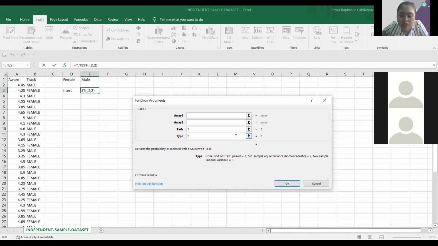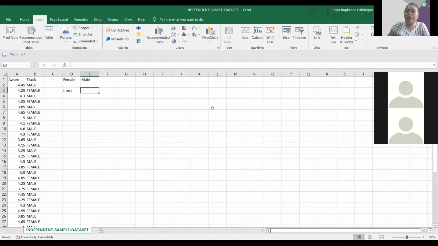Bakit 2? Kasi I am doing an independent sample t-test. The results of the male and the female are different from each other, and I am assuming that we have equal variance here, though hindi ko pa siya tinest talaga. Okay? So, pag hindi equal yung variance, 3 ang ilagay niyo dyan ha, and then kung paired t-test ang gagawin natin, it's 1.